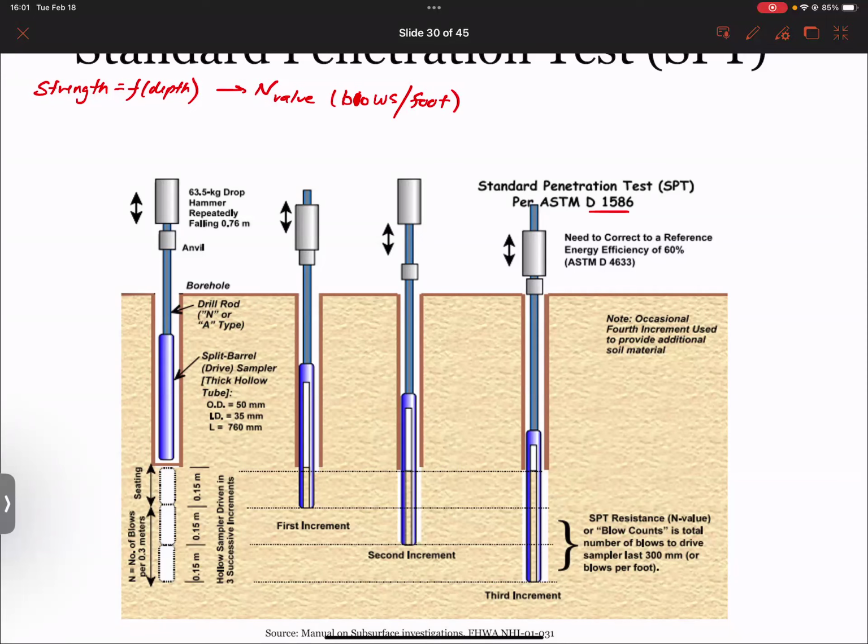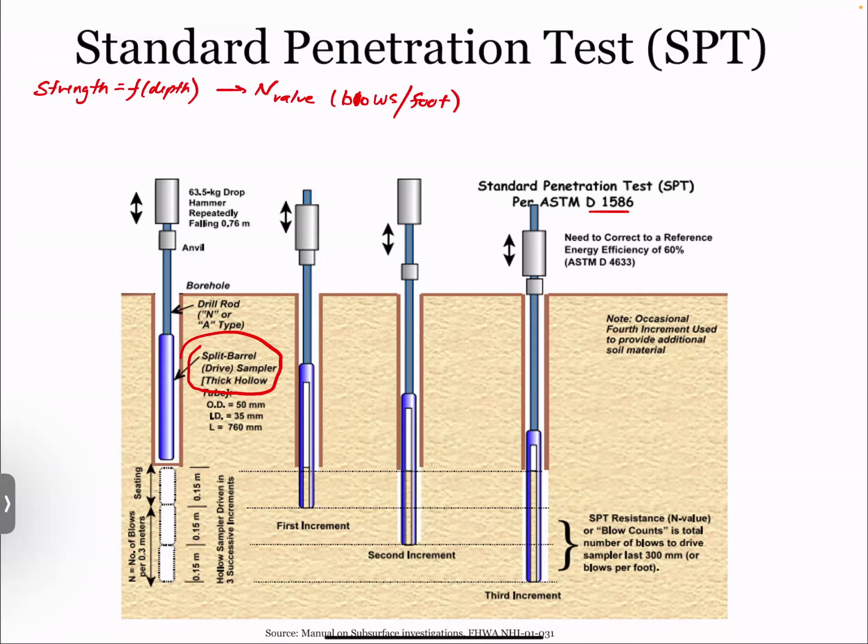And this uses the split barrel or split spoon sampler that we talked about before. So the way we get this N value is then correlated to different types of strength values. What we would do is we would first drill to a certain depth that we want to sample our soil at. And then we put the split spoon sampler on our drill rod, lower it back down.